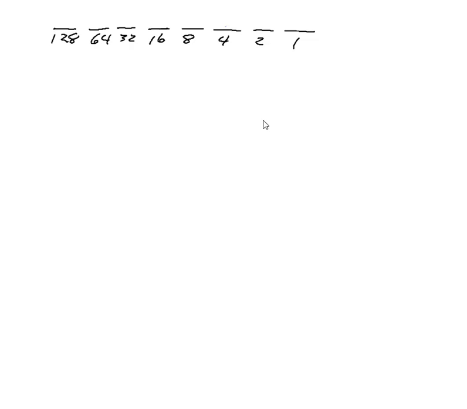Here's a sketch of 1 byte. I've got my 1's place, 2's place, 4's, 8's, 16, 32, and so on. So this just represents 1 byte. What if I put 1's as each one of those bits?